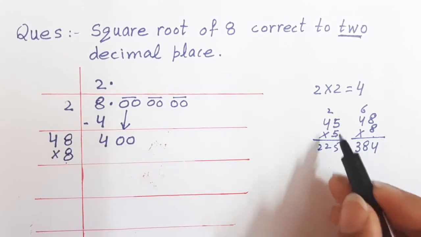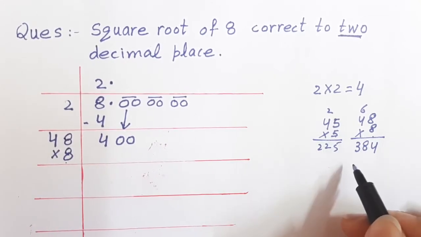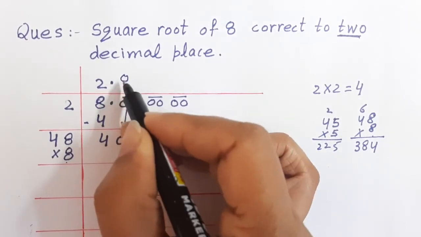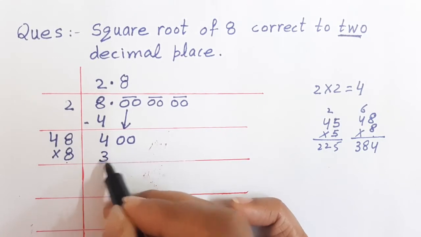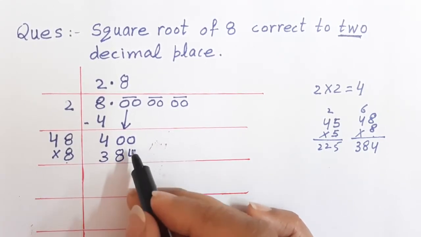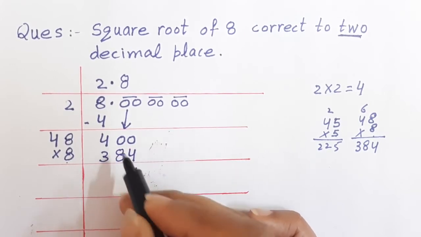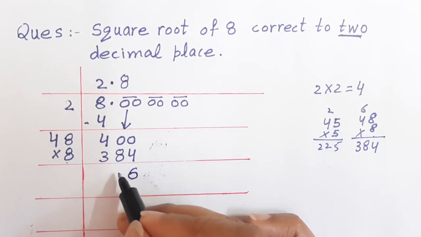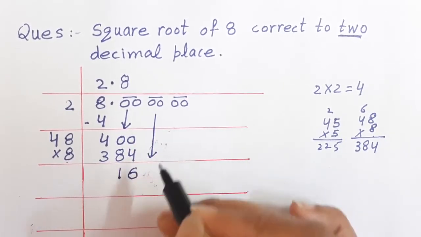You have to be sure enough that you are taking the correct number. Always cross check. Right? So 8 we write here also. Now 48 8s is 384. Now let's subtract the two values. 10 minus 4 is 6. Then 9 left. 9 minus 8 is 1. Now let's take the next pair.